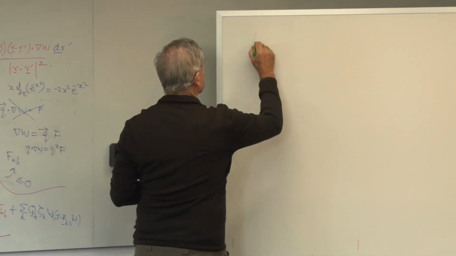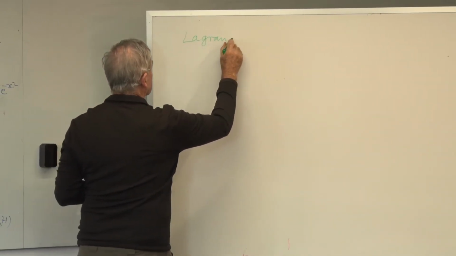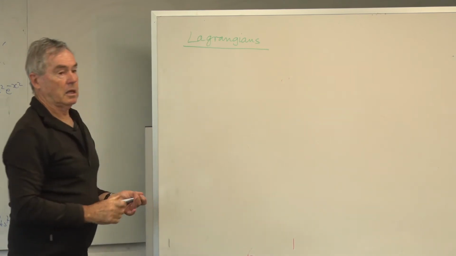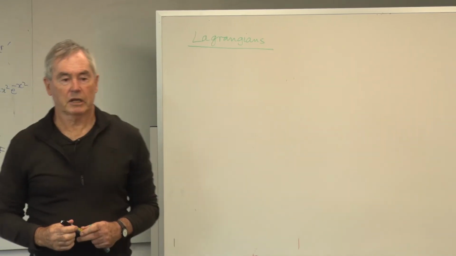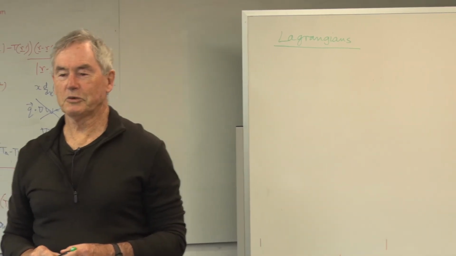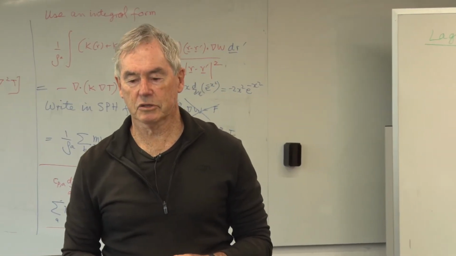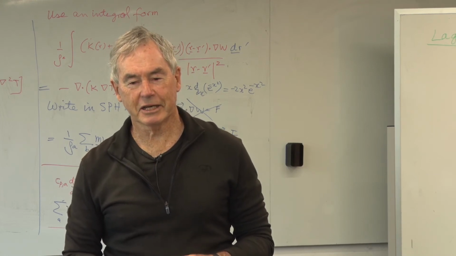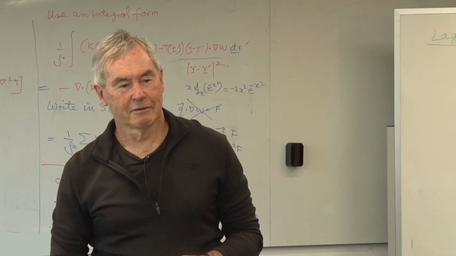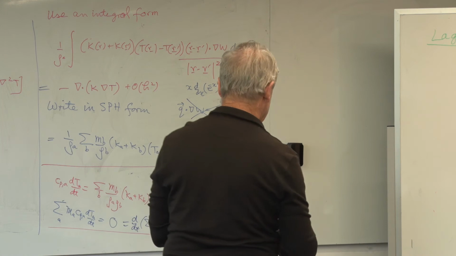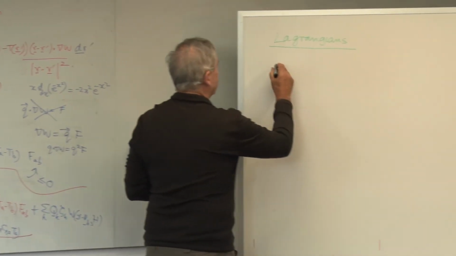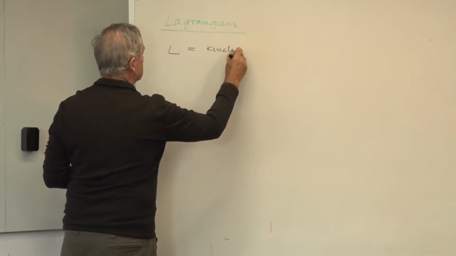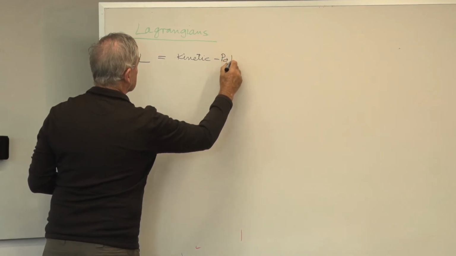So, Lagrangians. Lagrangians were invented by Lagrange. He wanted equations which were going to enable him to solve all dynamical problems. He wanted them to be simple. He was 19 years of age, so he was ambitious. The Lagrangian is equal to the kinetic energy minus the potential energy.